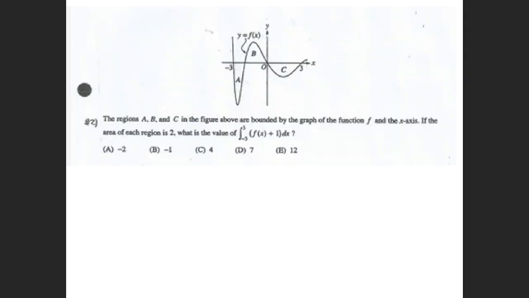a horizontal line. All right, so here's a multiple choice problem off a previous AP test. It says the regions A, B, and C in the figure above are bounded by the graph of the function f and the x-axis. If the area of each region is 2, what is the value of the integral from -3 to 3 of f of x plus 1? I'm going to let you work on it. I know you're going to get it wrong. Why do I know that? I've been doing this for a long time. Give it a shot, see what you get, and then I'll go through how I would work that problem out.